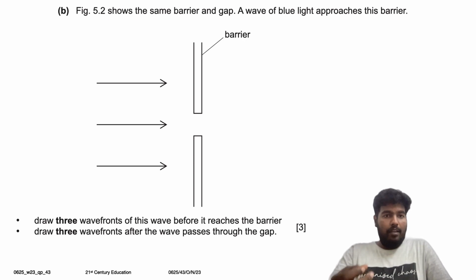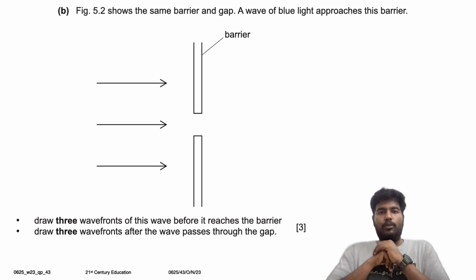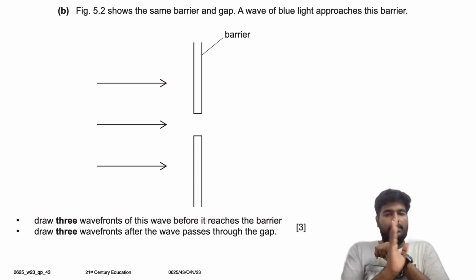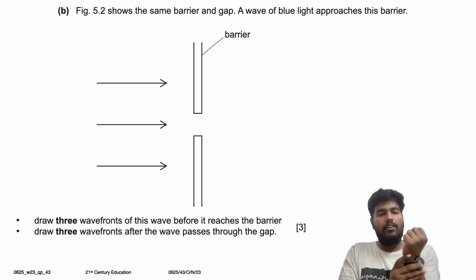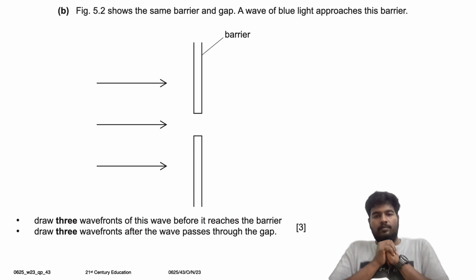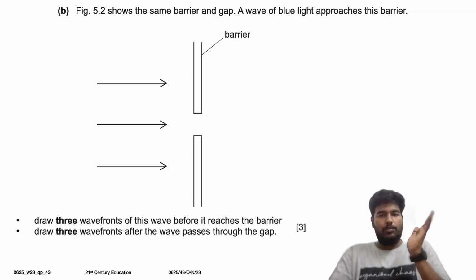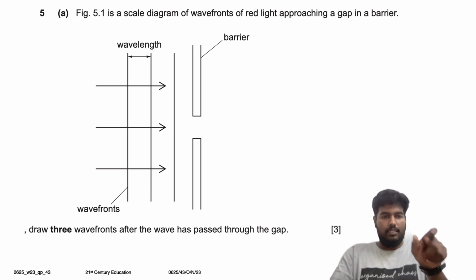It's the same barrier and gap. The gap width hasn't been changed. A wave of blue light approaches this barrier. Initially it was red light, now it's blue light. Draw 3 wavefronts before it reaches the barrier, and draw 3 wavefronts after the wave passes through the gap. First let's draw 3 wavefronts before it reaches. The blue has a shorter wavelength than red, so it must be shorter than these 3.